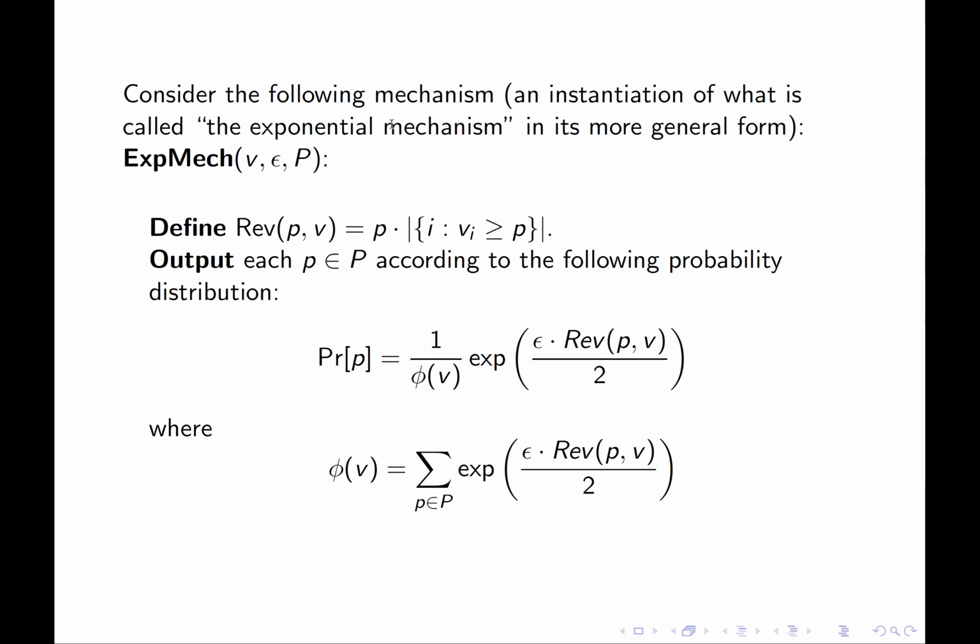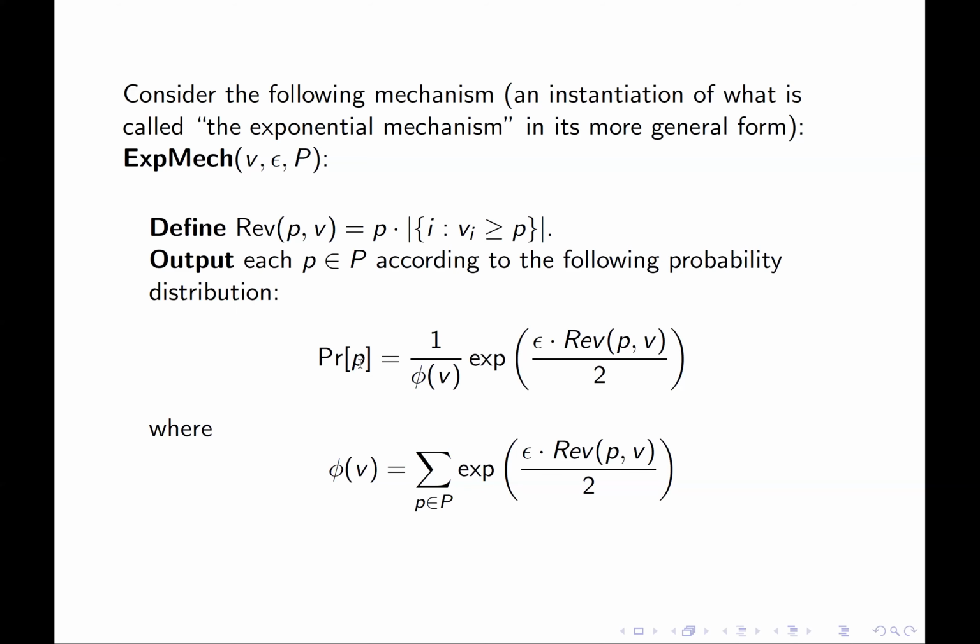And so what the exponential mechanism is going to do is try to smoothly, according to some smooth probability distribution, pick a price p randomly that, although it won't exactly maximize revenue, will hopefully tend to output prices that have high revenue. And in particular, this is the distribution.